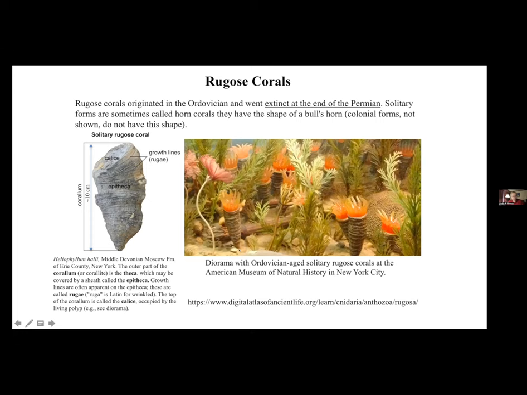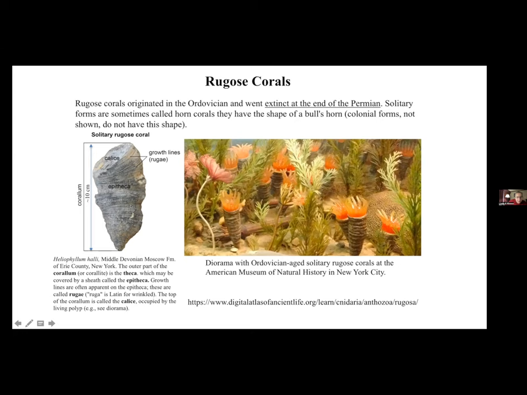They attached themselves on the substrate and then just grew up. And these are the polyps, the living part of it. These are large. These are about 10 centimeters large in total. So they were not small guys at all.